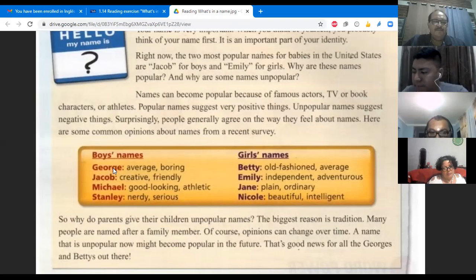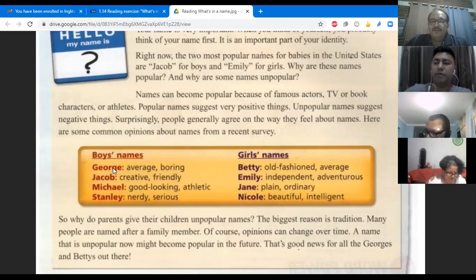And then Stanleys, so it's nerdy and serious, like very studious. And serious, serio, right? The girl's name is Betty. Very old fashioned, anticuada, right? Old fashioned, yes, that's the word in Spanish. Average is promedio, right? And then we said independent, Emily, independent and adventurous. Jane, plain and ordinary. And Jane, I think would be like Juana, right? Yes, I think that's the one, Jane. So that would be like a person who is sobria and ordinary, right? And Nicole, it's beautiful and intelligent.